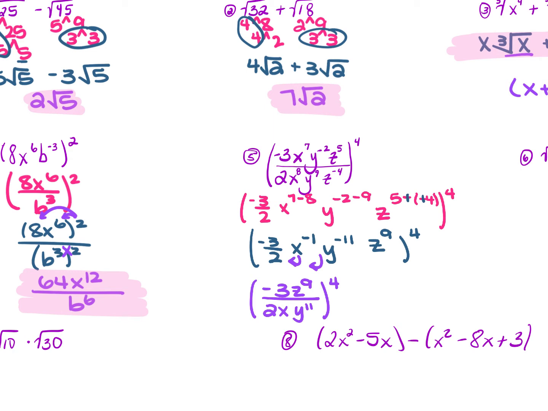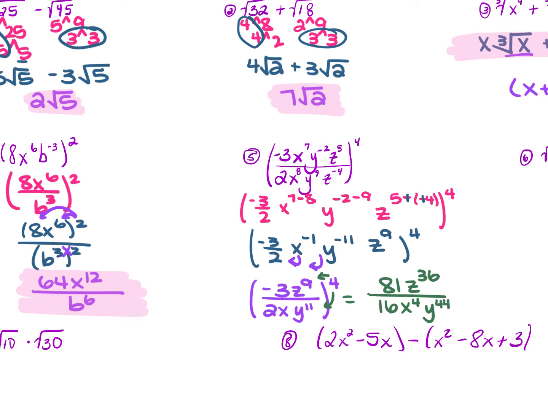Now you have to apply that power to both the numerator and the denominator. The negative 3 to the 4th power is going to give you a positive 81. Z to the 9th power raised to the 4th power, you're going to multiply those powers. You get z to the power of 36. In the denominator, you have 2 to the 4th power, which is 16. X to the 4th power, which is x to the 4th. Y to the 11th power raised to the 4th power. 11 times 4 is 44, so that's y to the power of 44.